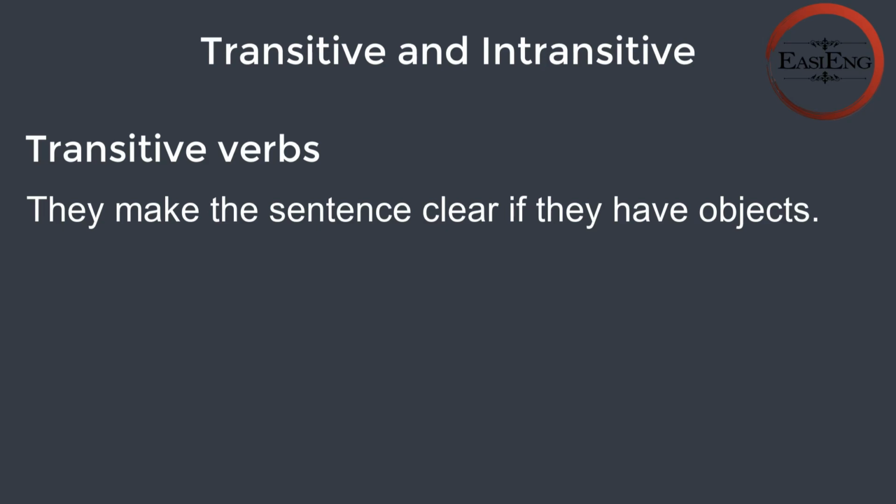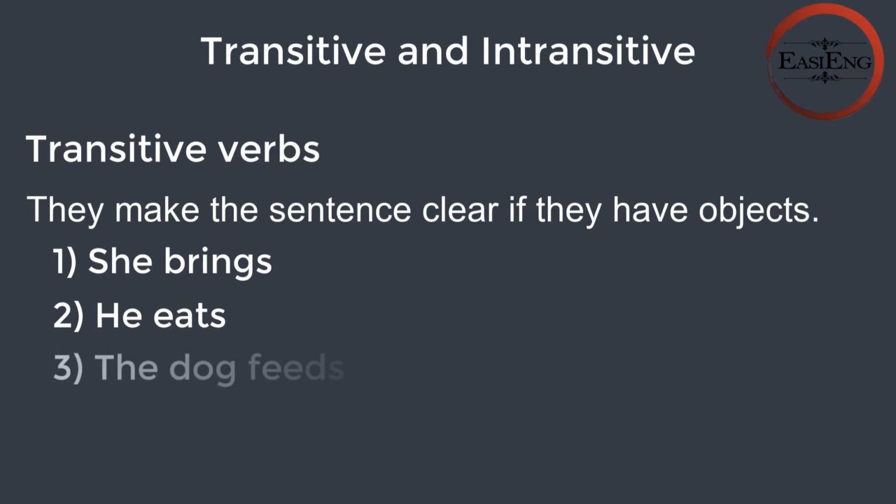Let's take some examples. She brings, he eats, the dog feeds. The verbs here, bring, eat, and feed, are transitive verbs, which means they require objects in order to be clear. Now we must provide those verbs with objects in order to make them understandable.